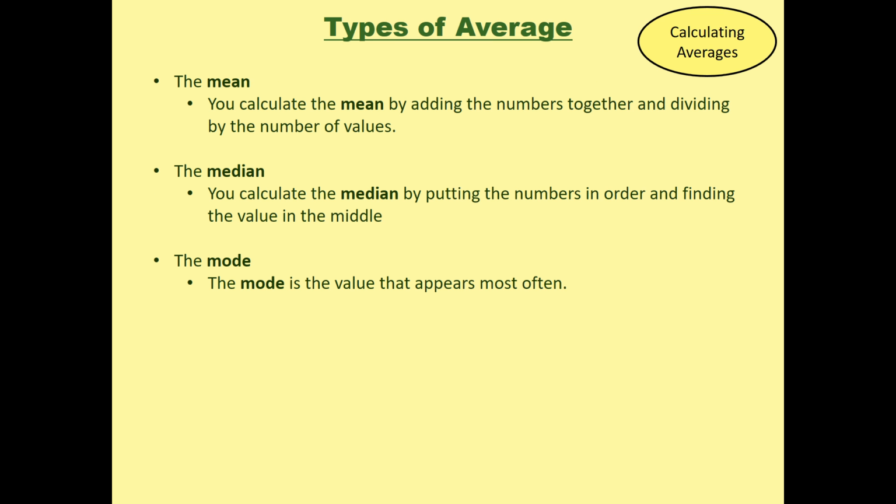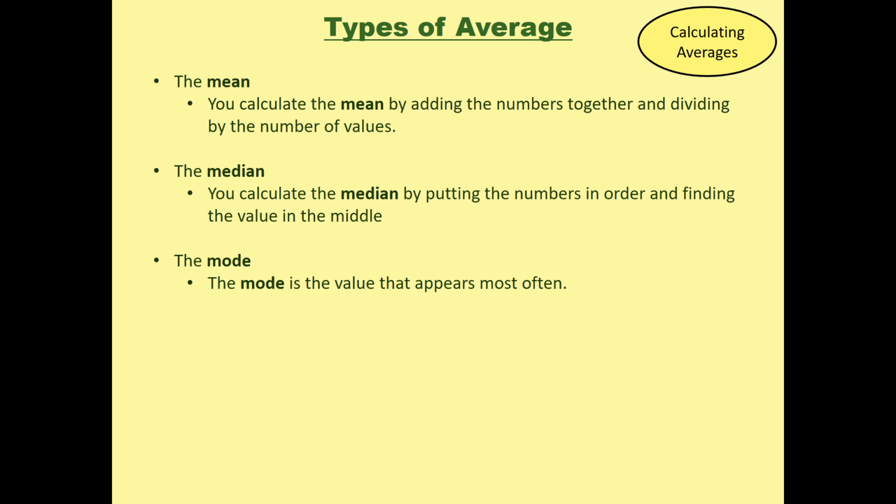So we got our 3 types. The mean is the one that people tend to think of when they're looking at average. You calculate the mean by adding the numbers together and dividing by the number of values. People tend to remember it by going, it's the mean one because it's the one where you have to do the most calculations. And it is, of the 3, probably the one that takes the most calculating to get an answer for.